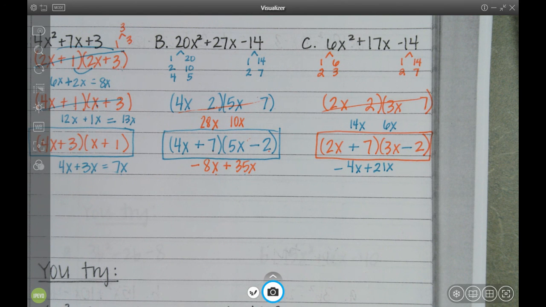What do you always look for first? Greatest common factor. Greatest common factor.